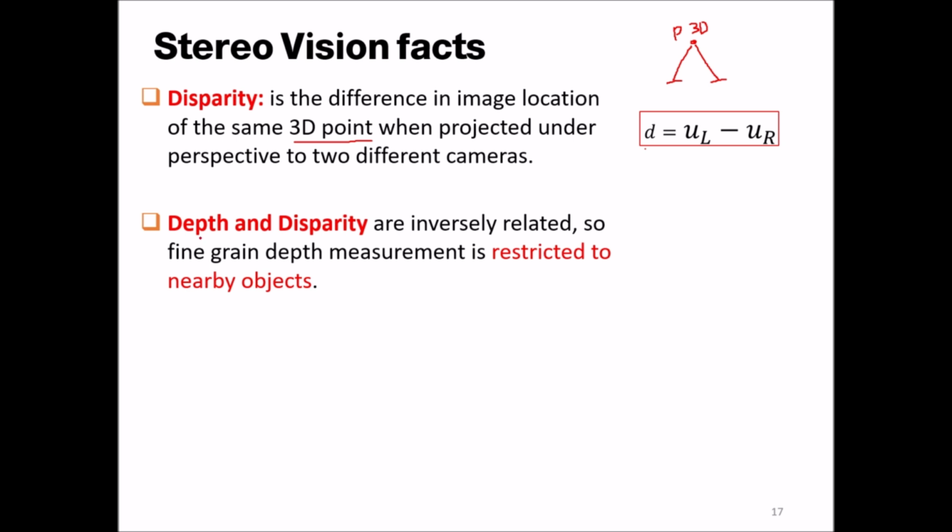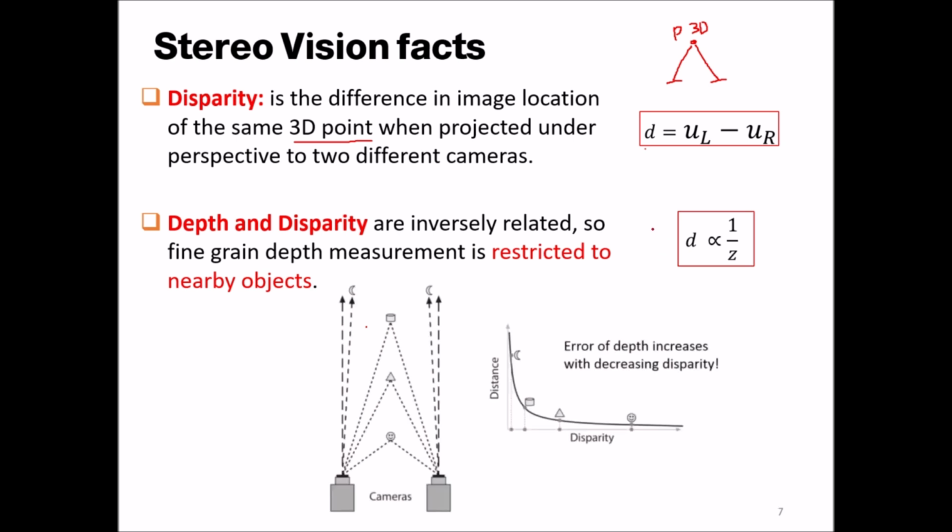So the depth and disparity, they are inversely related. So the fine grain depth measurement is restricted to the nearby object. What does it mean? You can just see this figure I just explained to you now. If we have these two cameras, okay, and by this camera we see three objects. This one, the smile one, and the triangular, and this object, let's say it's a square here.